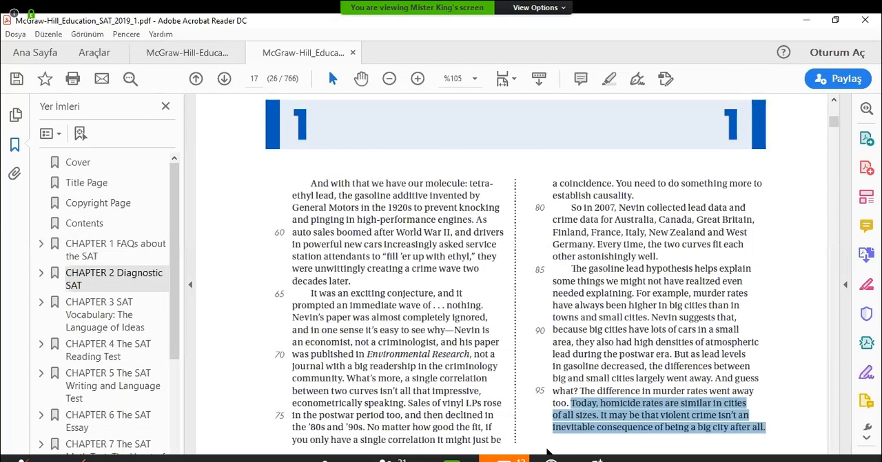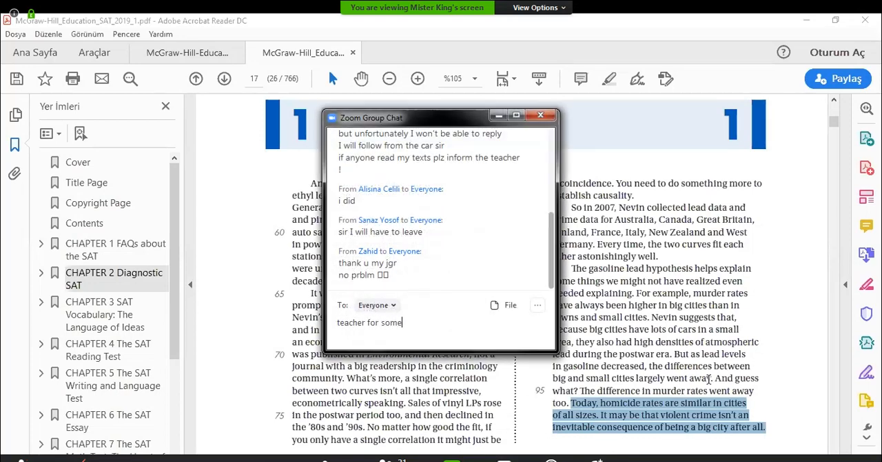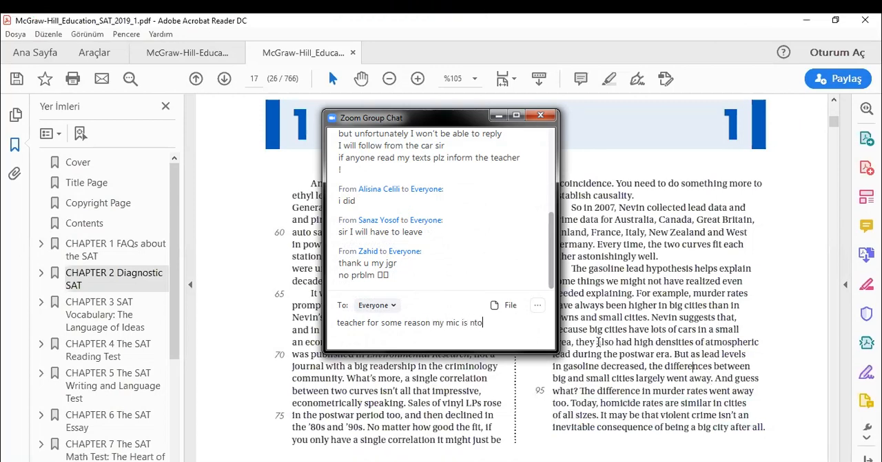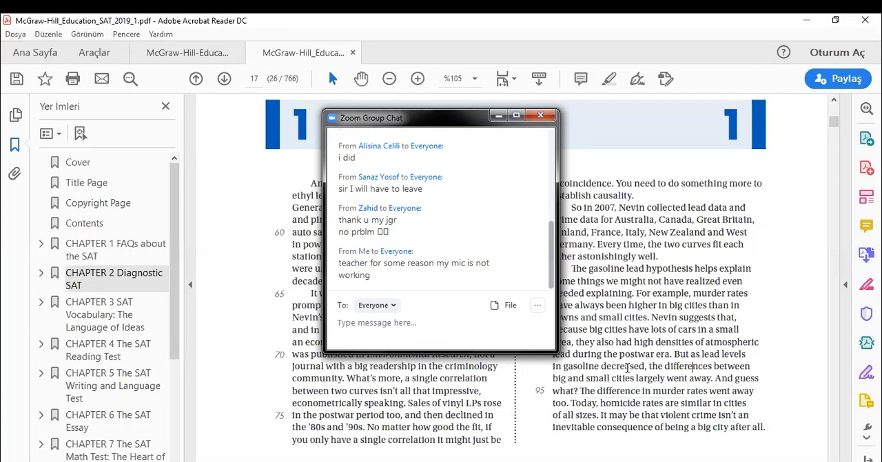Meryem? Yes, sir. Meryem, what is the margin note for this paragraph? I think the difference between big and small. Meryem, I think I cannot hear you well. You cannot hear me? A bit better. Okay, my question is, what is the margin note of this paragraph? Just to end the passage, it says, today, homicide rates are similar in cities of all sizes. It may be that violent crime isn't an inevitable consequence of being a big city after all. So homicide, the crime of murder. So any idea? Okay, no.